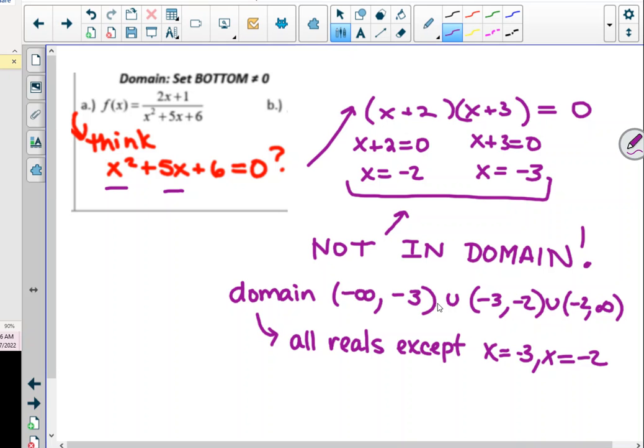This interval notation kind of goes right back to what we were doing with that piecewise function, because it's saying, okay, I can use negative infinity, I can use everything up to negative 3, I can't use negative 3. I can use negative 3 to negative 2, but not either of those numbers, and I can use negative 2 to infinity. All right, we good on that one? Yes.